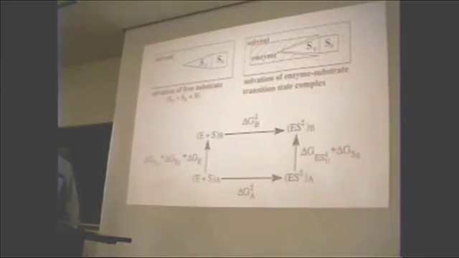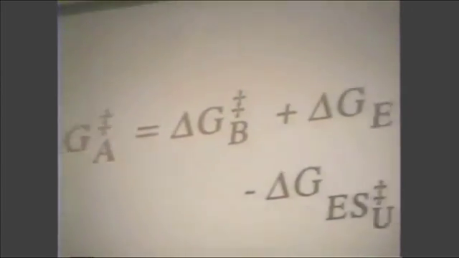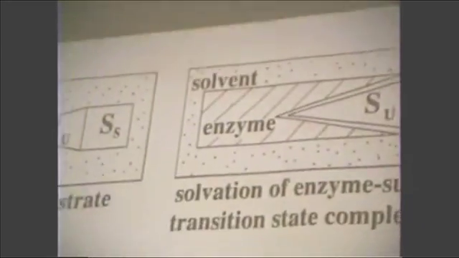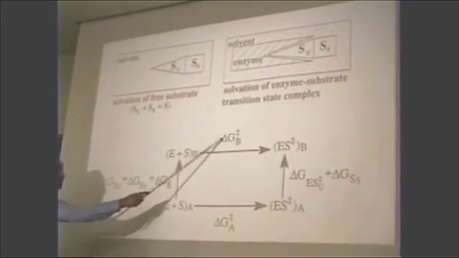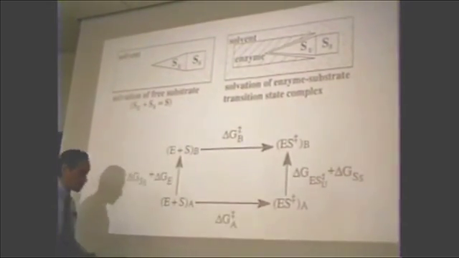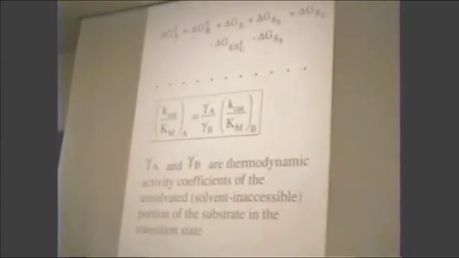Now, if I use that thermodynamic theory that I just mentioned to you a moment ago, I can write that delta G dagger A equals delta G dagger B plus all this other stuff there with the corresponding signs. In other words, basically what I'm saying is that delta G dagger A equals this plus this plus this plus this plus this plus this. Okay, so basically that's all I did. That's what I wrote down here.